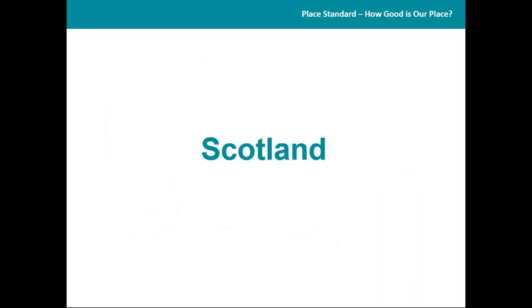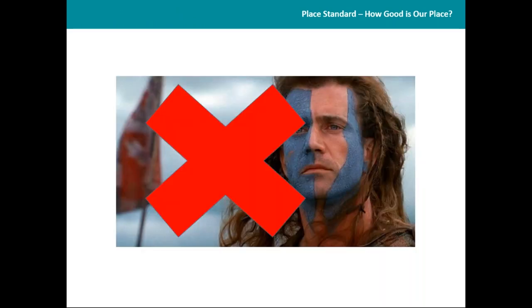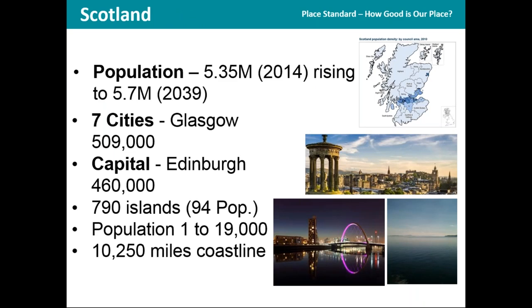So Scotland, I'm sure many of you have been here before, but it's certainly not this. And it is more this, where we've got a population of just over 5 million, and that was in 2014. It's expected to increase to 5.7 million, but I don't need to mention Brexit to you and the potential impacts that will have on our population patterns over the coming years. We've got seven cities now, Glasgow being the largest of those, and the capital is Edinburgh.